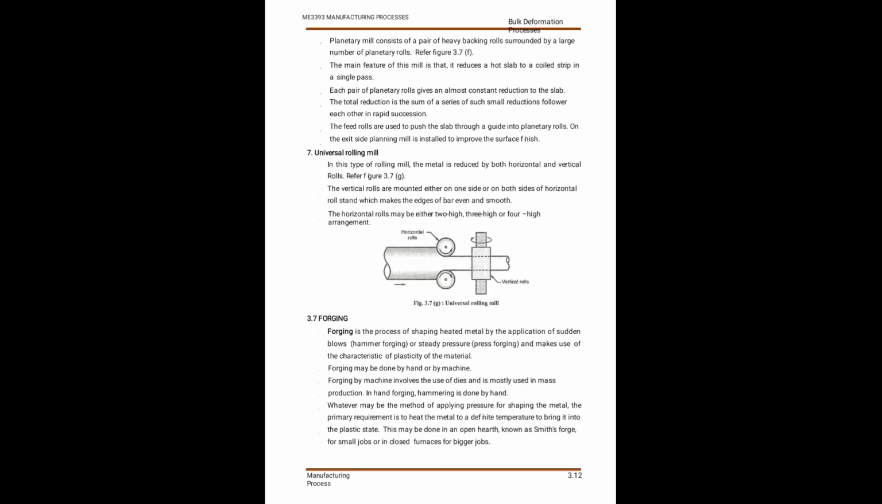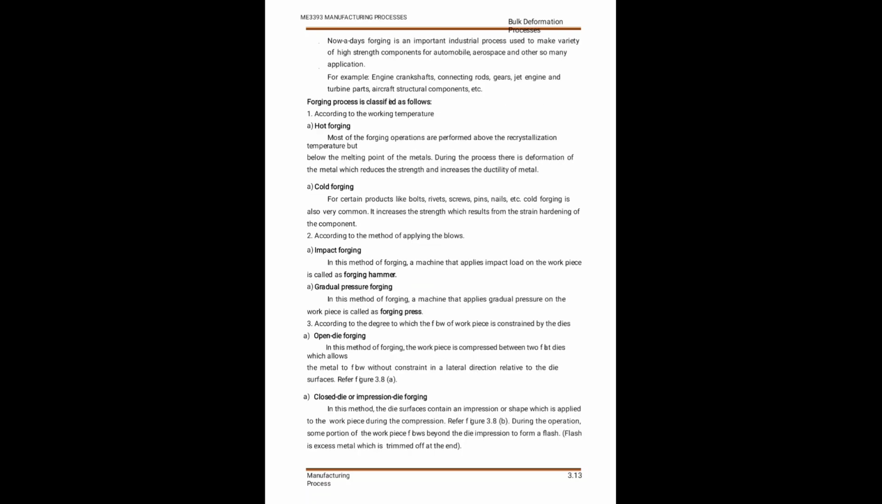Forging is the process of shaping heated metal by applying sudden blows. Forging may be done by hand or machine. Forging by machine involves the use of a die and punch. Hand forging means using an anvil and a hammer. The forging process is classified into hot forging, cold forging, impact forging, pressure forging, open die forging, and closed die forging.